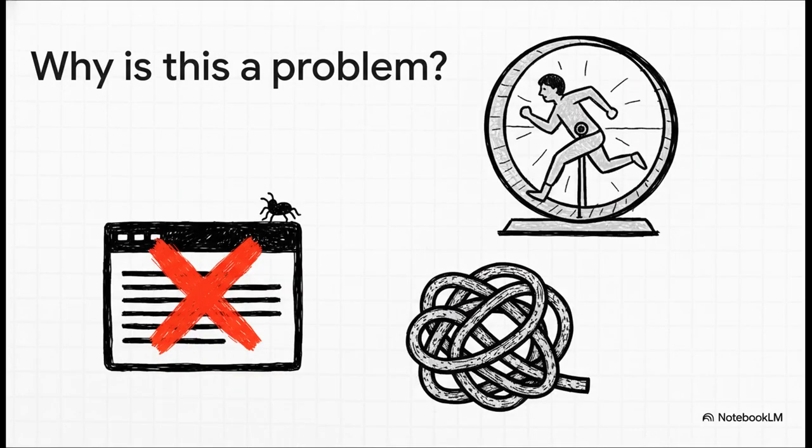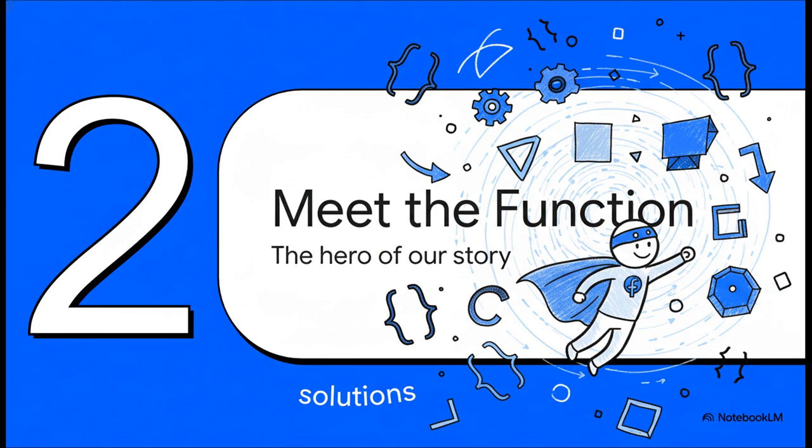And look, this isn't just about it being annoying. It's a real problem for your code. Doing repetitive work means you're going to make mistakes. It's just human nature. And as your program gets bigger, it just becomes this tangled, messy nightmare. There has to be a better way. And that better way, the elegant tool that saves us from all this repetition and chaos, is the function. It's the hero we've been waiting for.